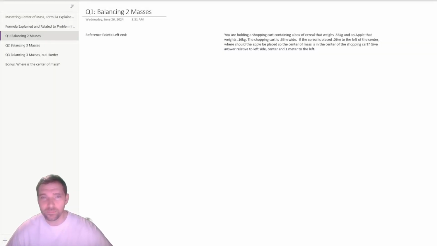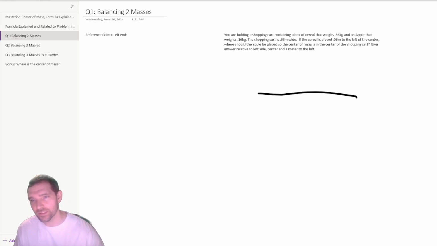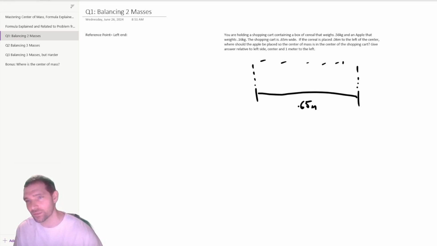Okay, when we have a problem where we're balancing 2 masses, it's really useful to have a diagram and also do a concept check before you do any of the math. So we're going to start by thinking about what this problem looks like. I'm going to make a very simple shopping cart. This is our shopping cart that is going to have a length of 0.65 meters from one side to the other. So we've got a little shopping cart looking box, or whatever you want to do for that shopping cart. And within that shopping cart, we have the center of mass that we already know is right here in the middle.